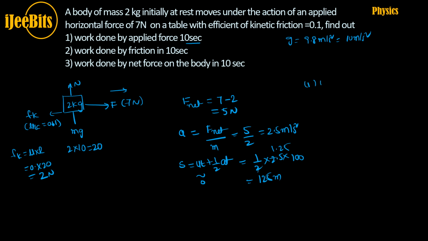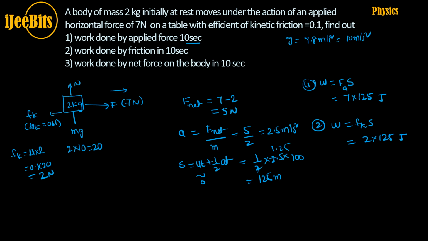Based on this data, you should now be able to answer work done by the applied force. Answer 1: W equals F into S. Applied force is how much? 7 newtons into 125 would be your answer, in joules. What is the second one? Work done by friction in 10 seconds. Frictional force is how much? W equals F s, so 2 into 125 joules.